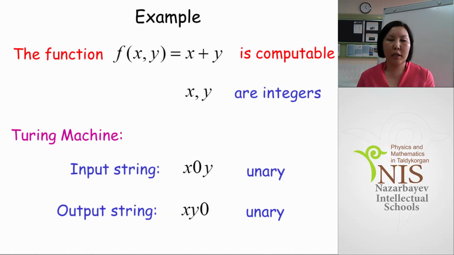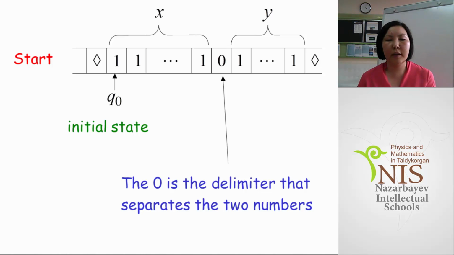Let's look at this example. We have to compute the function x plus y, where x and y are unary integers. Input string has to look like x, 0, y, and output string will look like x, y, 0. As all the numbers x and y consist only of ones, the 0 will represent the delimiter that separates the two numbers.